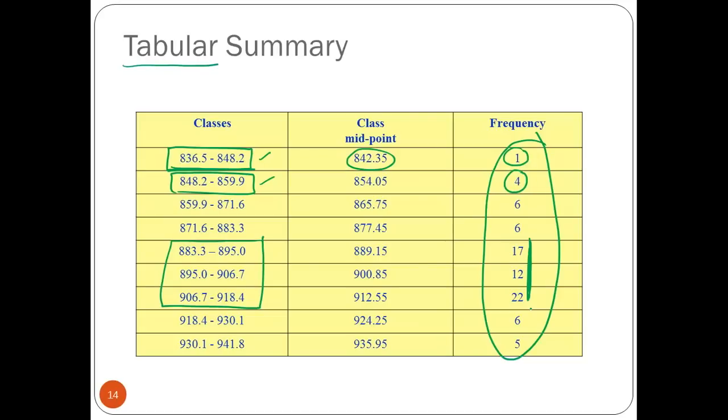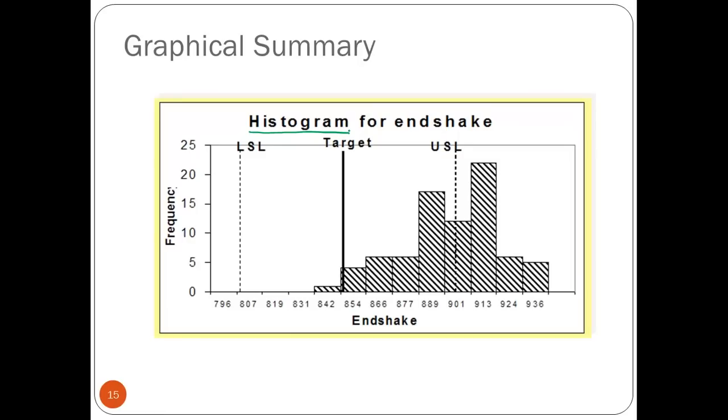You can also convert this information in the table into a graph by creating a bar equal to these sizes for each group. You can get a histogram, as you can see, and you can also draw the lower specification limit, which is 800, and the upper specification limit, which is 900, and the target is obviously the midpoint, which is 850. This graph becomes very informative compared to the raw data and even compared to the tabular summary.